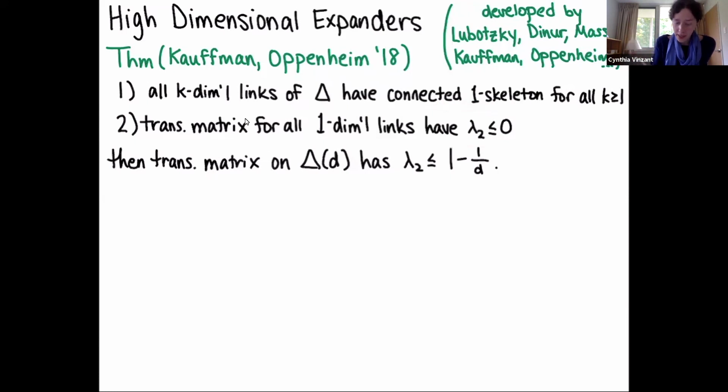Then what you get is that the transition matrix for the walk on the top dimensional faces, which is a huge, n choose d size random walk, has its second eigenvalue bounded away from 1, at most 1 minus 1 over d. This is nice because bounding the second eigenvalue away from 1 gives you results on how fast the Markov chain will converge to its stationary distribution.